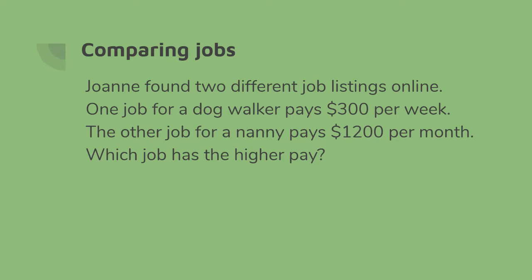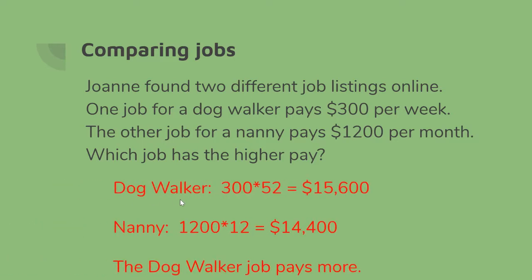All right, hopefully you've had a chance to do that. A dog walker, $300 per week, so 300 times 52. The dog walker would make $15,600. The nanny, $1,200 per month, so 1,200 times 12 is going to make $14,400 per year. The dog walker pays more. Looks like about $1,200 more if I did my calculations correctly in my head.